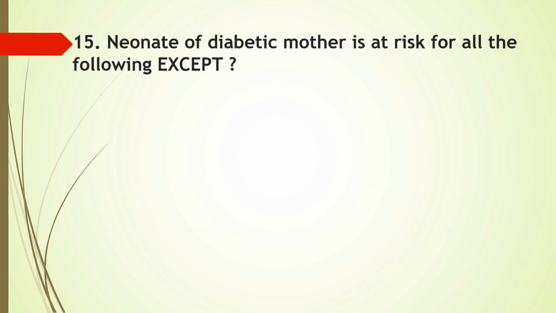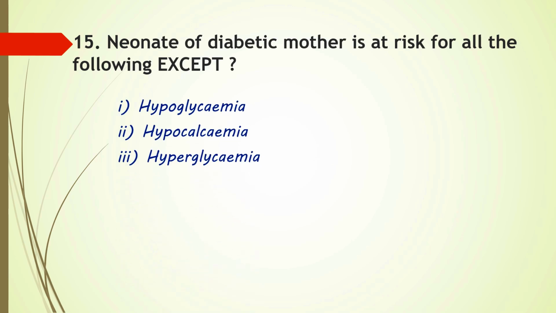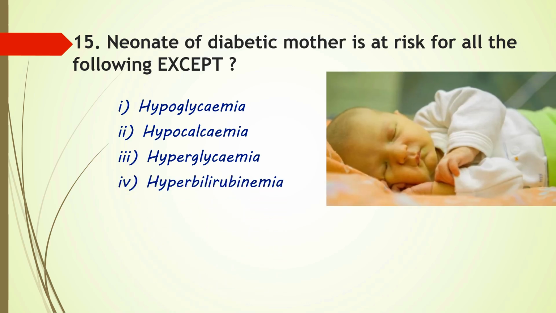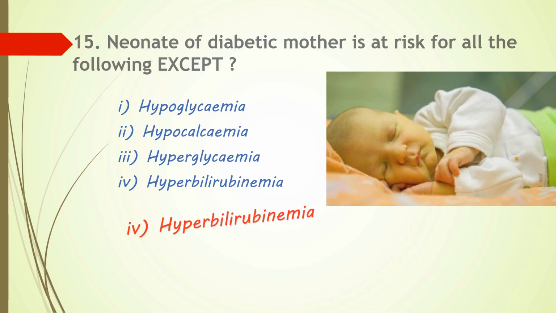Question number 15, neonate of diabetic mother is at risk for all of the following except, options are hypoglycemia, hypocalcemia, hyperglycemia or option 4 hyperbilirubinemia. Within the given options, neonate of diabetic mother is at risk for developing hypoglycemia, hypocalcemia or hyperglycemia, but the chances of developing hyperbilirubinemia is very less in case of neonate of diabetic mother. So here option 4 is the correct answer.